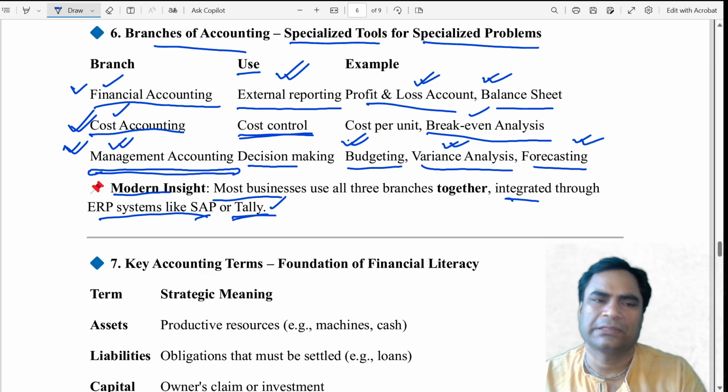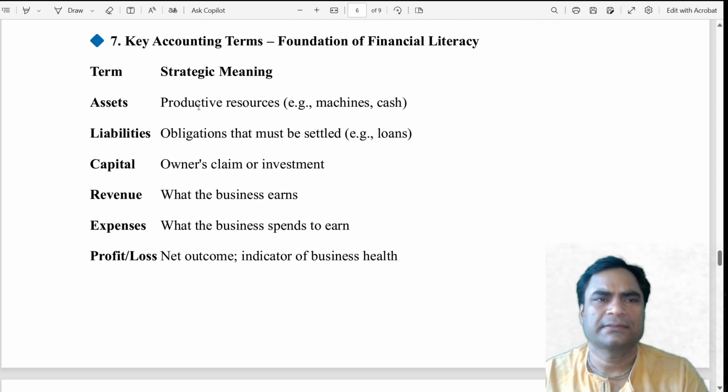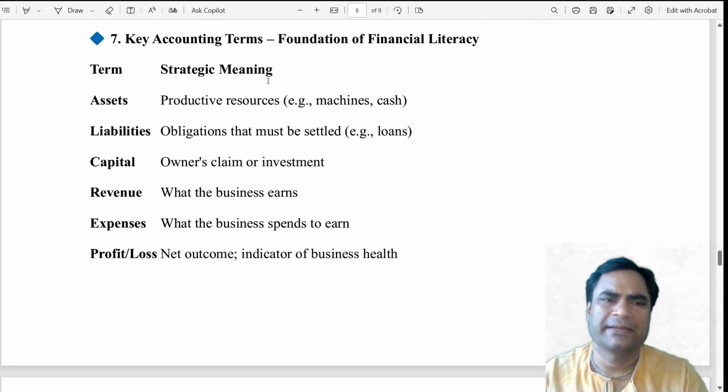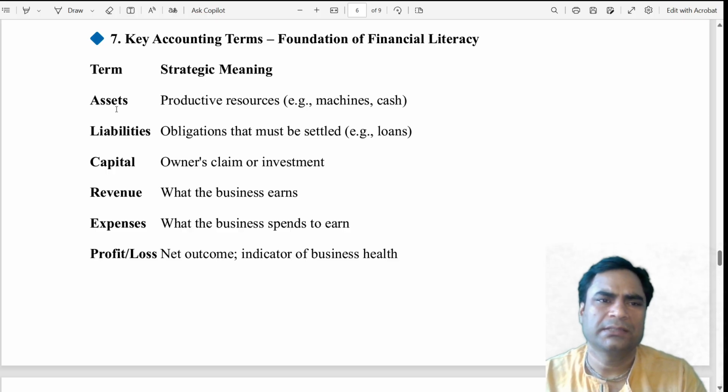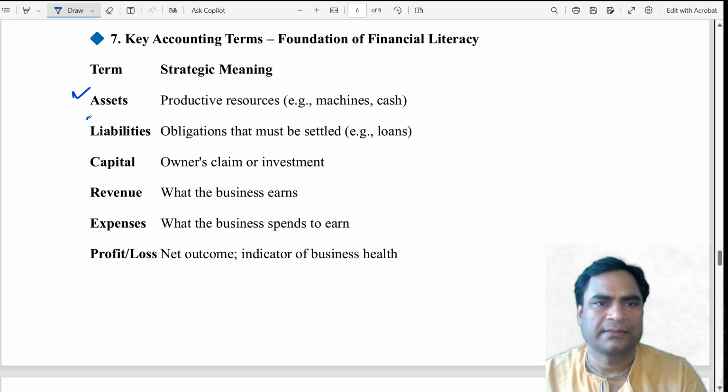Now we move on to the next topic, which is key accounting terms. The key accounting terms are given here very briefly, but let me explain each of the terms one by one with some detailed elaboration. Assets. Assets are the productive resources.